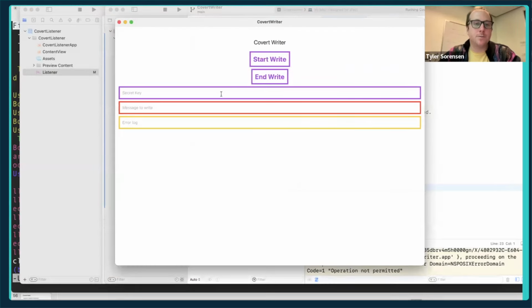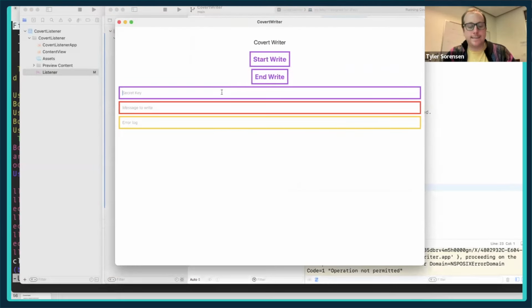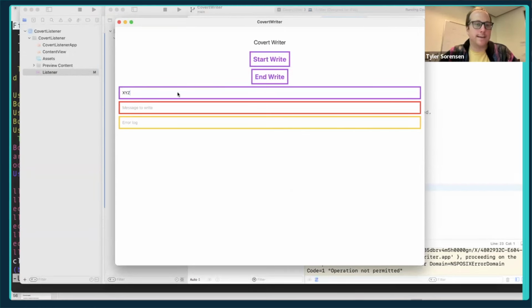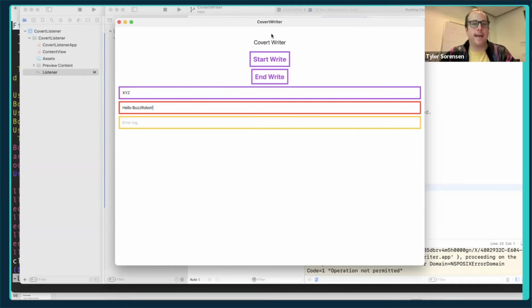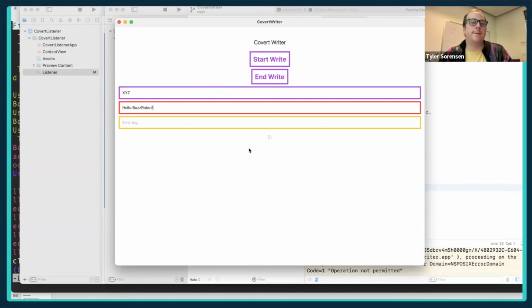And what I can do is seed this. Right here, you need to give it an anchor. This is how covert channels work. So I'm just going to give it XYZ. This is some pattern that the listener can listen for. And I can say, hello, BuzzRobot. And then the writer is going to write this secret message along with this anchor to local memory.